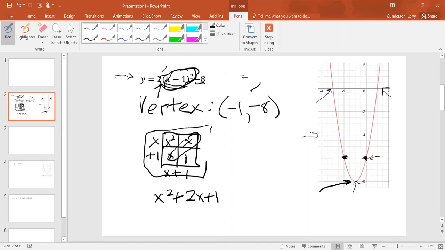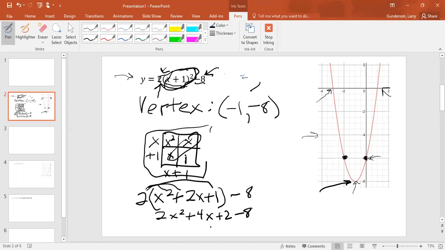Now notice there's a 2 in front of that. So you need to put that in parentheses with the 2 in front of it. And there's also a -8 after that, so you put the -8 here. Now you distribute this 2, and you get 2x squared plus 4x plus 2 minus 8. And then you combine these like terms right here, and that gives you 2x squared plus 4x minus 6. And that's standard form right there.